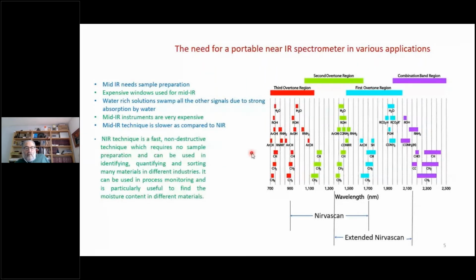So this basically is a foundation for our measurements, and near IR is a fast, non-destructive technique which requires no sample preparation. It also can be used to identify and to quantify and sort many materials in different industries. And it can be used in process monitoring and also could find the moisture content. We'll get into the examples later.